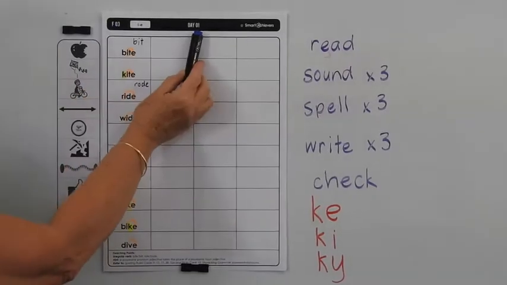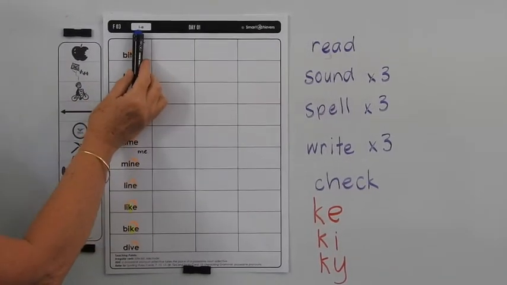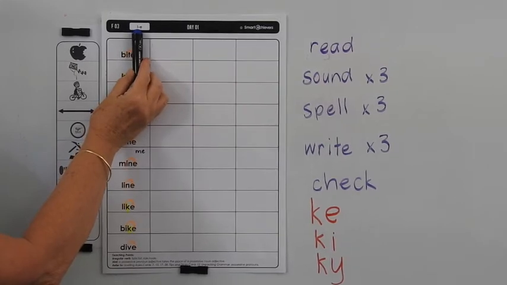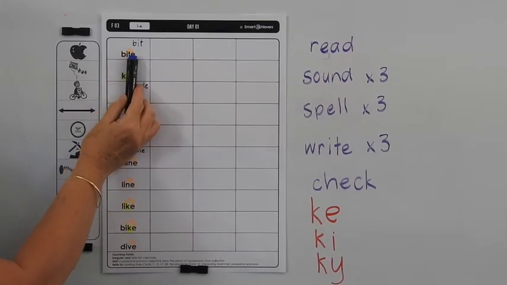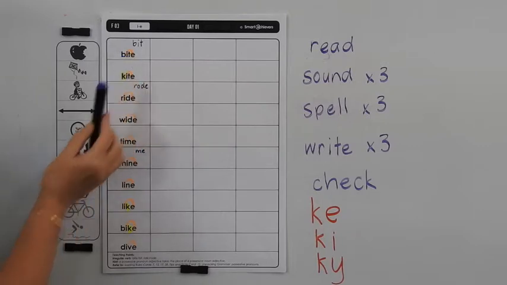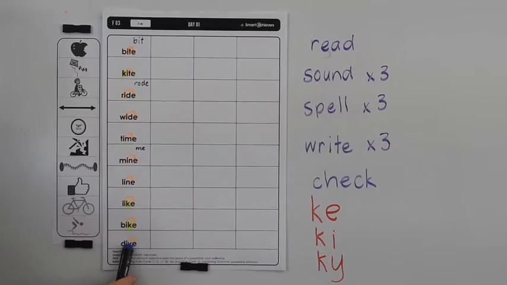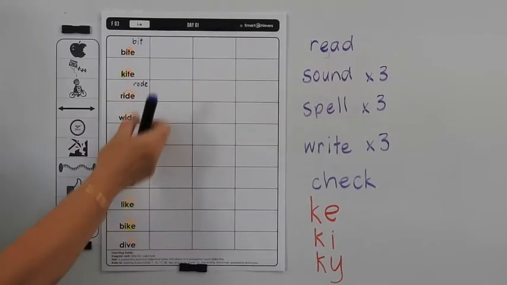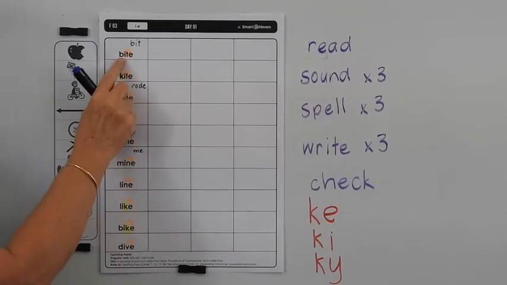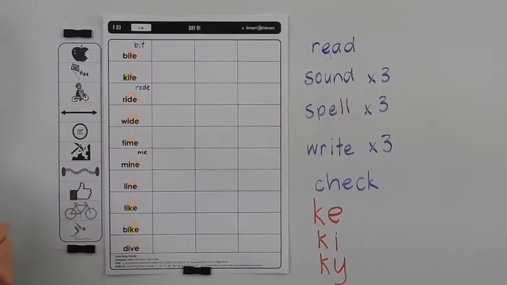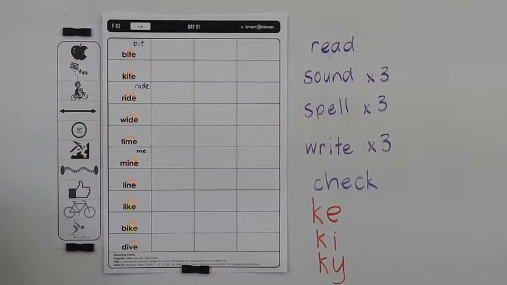This is F3 day 1 and we're introducing you to the long I sound, where we're putting an E on the end of a short word to make the previous vowel make its long sound. And in all of these words it's the letter I. So rather than saying it as it would if we had bit, we're saying bite because the E is making it make its long sound. Long sound means it's saying its name.